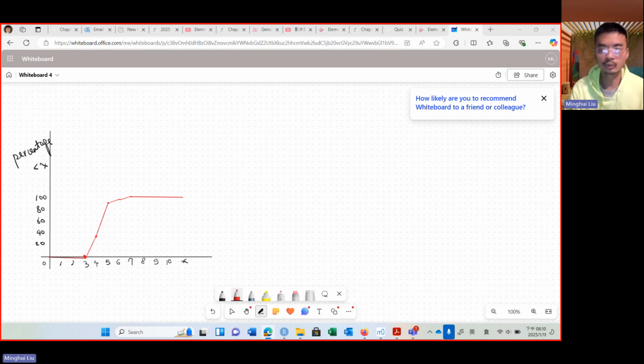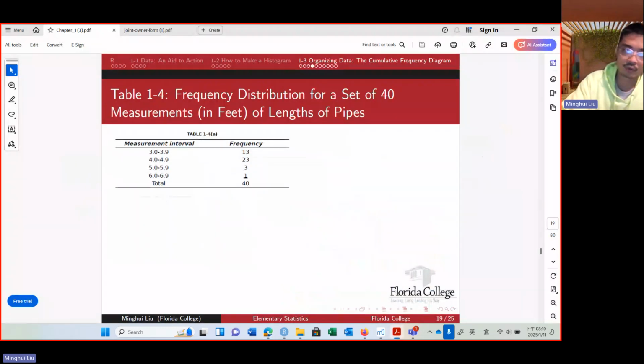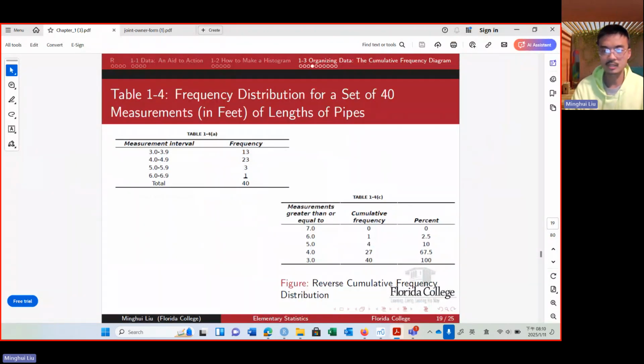We can also do what we call a reverse cumulative frequency diagram. Namely, we do everything backwards. So what do we mean by that? Instead of computing the measurement less than or equal to, we can also do greater than or equal to. So in this case, we start from the larger number 7. Everyone is less than 7. So if you ask, how many pipes have length greater than or equal to 7? The answer is none of them. Nobody is greater than or equal to 7. So the cumulative frequency is 0. The percentage, of course, is also 0.